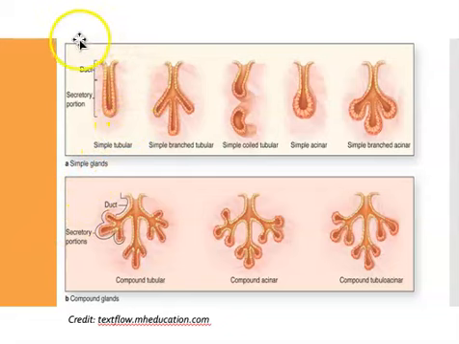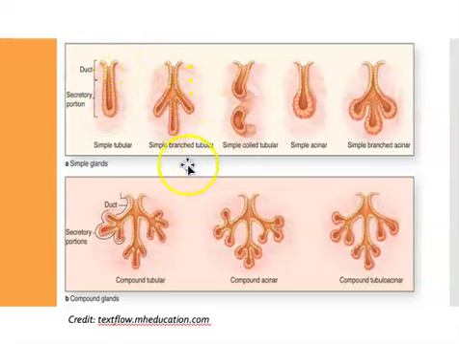If you start right here on the top left, you're looking at a gland that has a very basic structure. As you look down the length of the gland, it's really hard to tell the difference between the acinus and the duct. Everything has the same diameter all the way down. So this would be referred to as a simple tubular gland. It's simple because it has a single duct that is not branched, and it's tubular because the acinus is the same diameter as the duct is. Make sense?